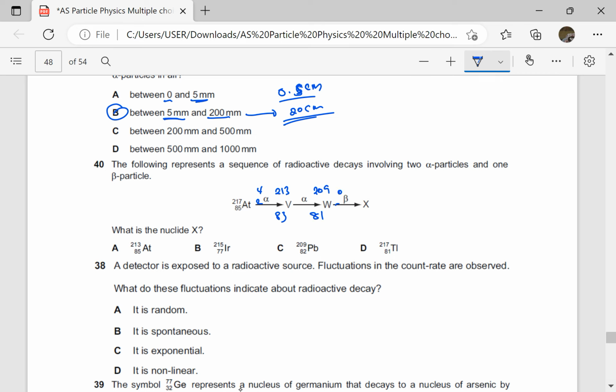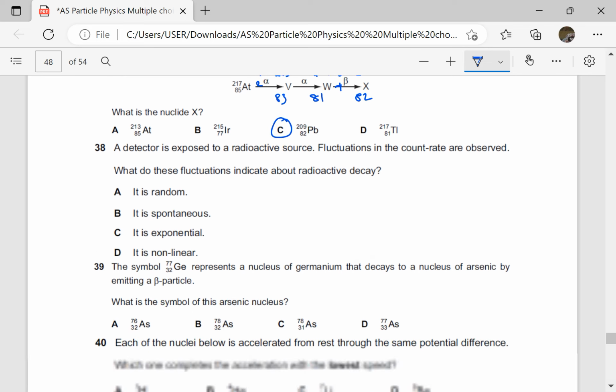Beta is 0, -1. So this remains 209. Proton number increases by 1 because of the negative, so that would be 82. So proton number 82, nucleon number is 209, so the answer is C.